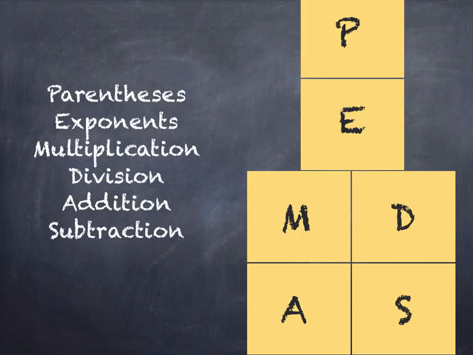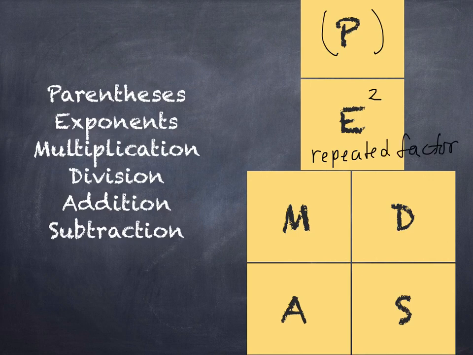So remember that our parentheses look like this, and they are surrounding numbers. Parentheses always come first. The next thing will be exponents, and our exponents are the little number on top, and those have to do with repeated factors. So numbers that are repeated over and over. Remember, you have a base and the exponent, which tells you how many times that number is repeated. And then multiplication, division, addition, and subtraction. So let's look at some sample problems.